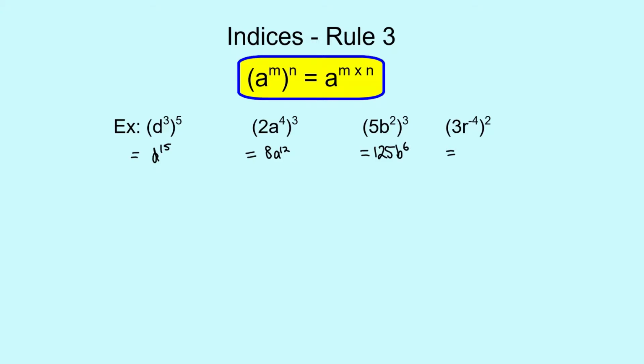And the final one, we've got a negative power that doesn't really change anything. So we deal with the number term first. 3 squared is 9. And then we've got our r. Negative 4 times 2 is negative 8. And we'll leave it like that just now. We've not covered the indices rule to deal with negative powers yet, but we will look at that later on.